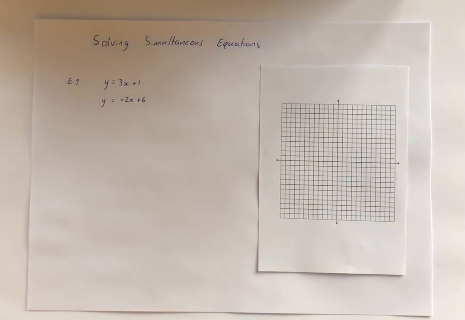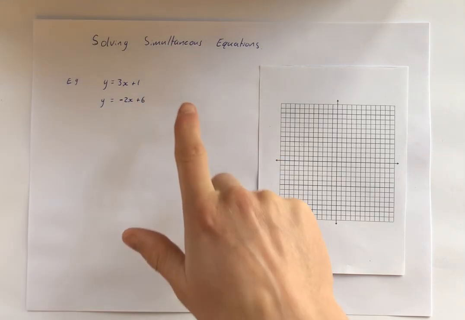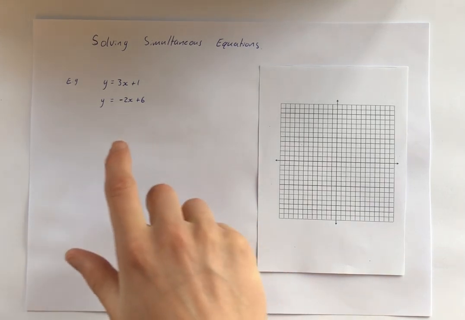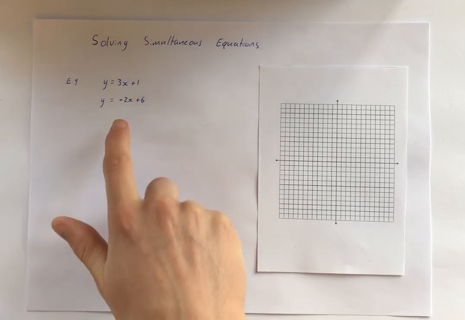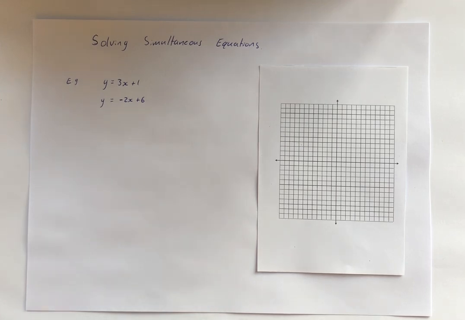Alright guys, I'm going to show you how to solve simultaneous equations. Now, what does that mean? So first of all, have a think, what does simultaneous mean? It means at the same time. So we're basically trying to find a pair of numbers that satisfy both of these equations.